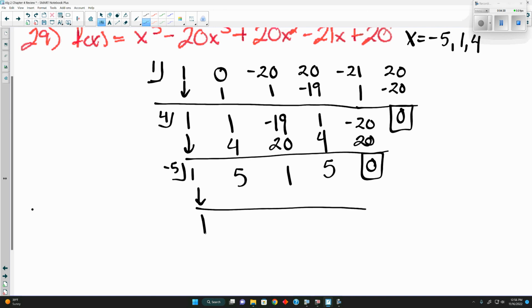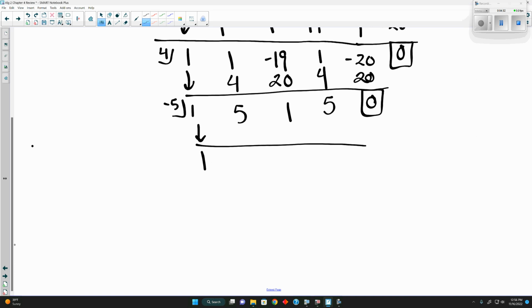Well, the only solution we have left to use is -5. We're going to do it one more time. -5 times 1 is -5. And 5 plus -5 is 0. -5 times 0 is 0. 1 plus 0 is 1. -5 times 1 is -5. And 5 plus -5 is 0.